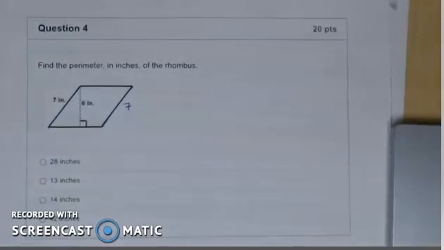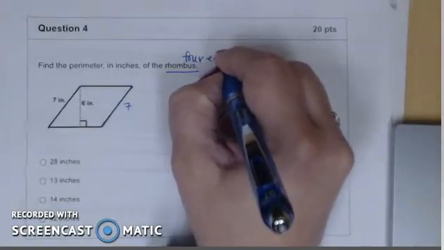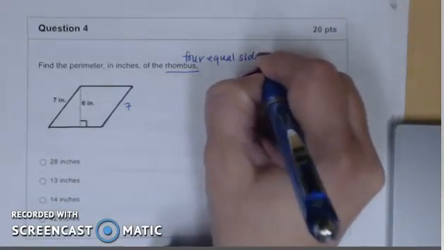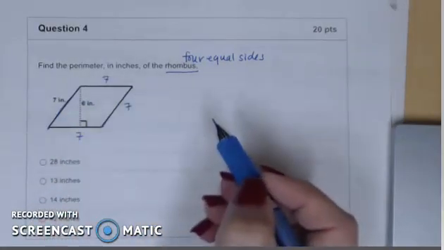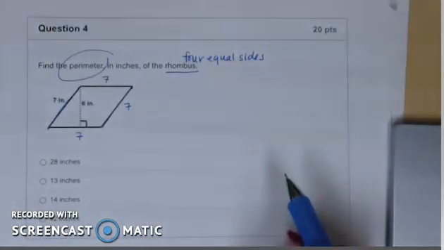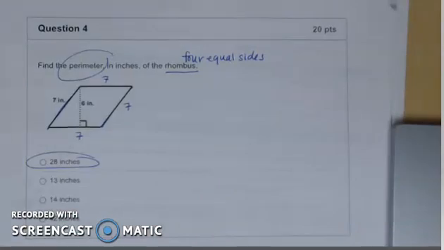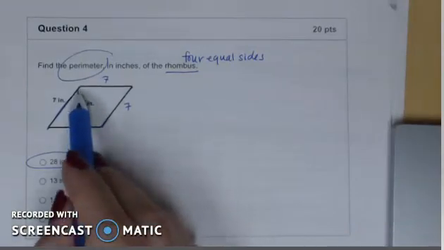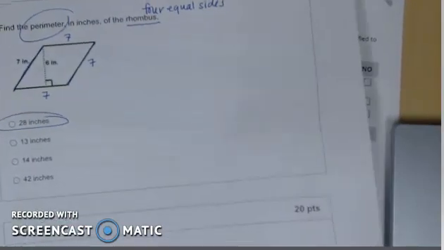By definition, a rhombus is a parallelogram with opposite equal acute angles, opposite equal obtuse angles, and 4 equal sides. So the fact that this is a rhombus, I can assume that it has 4 equal sides. So if this is defined as 7, all of these are defined as 7. So if I want to find perimeter, I'm just going to add all that up. So adding up 7 4 times gives me 28 inches. So in the case of this problem, I didn't even need that 6 because I was just trying to add up all the sides.